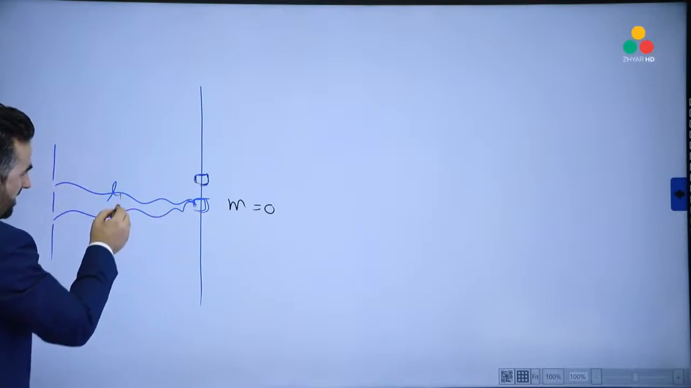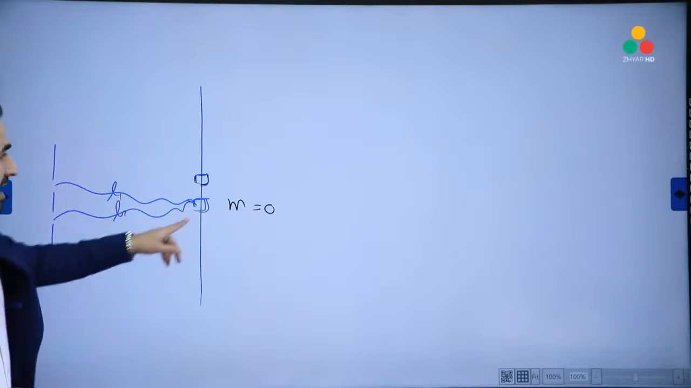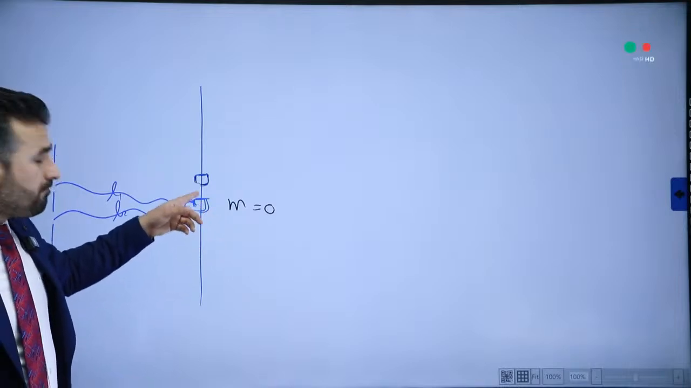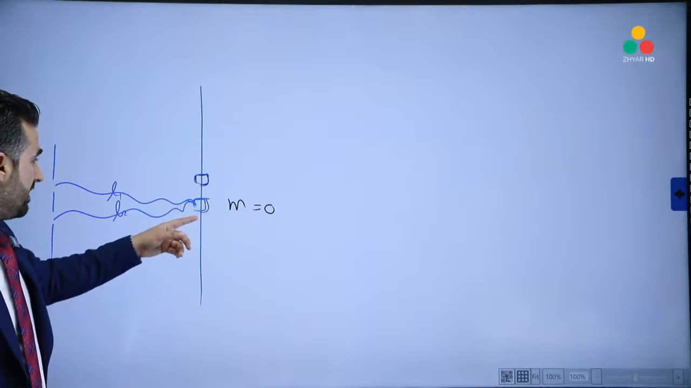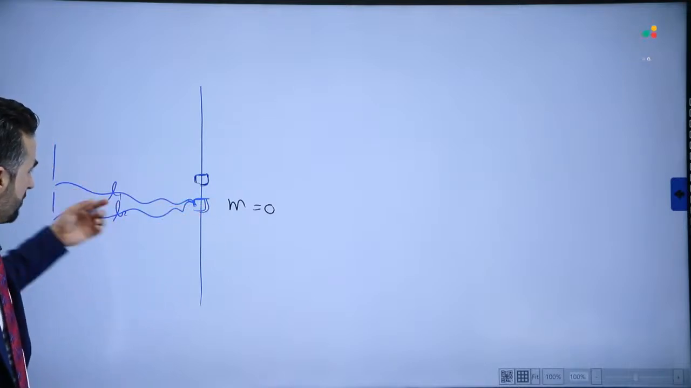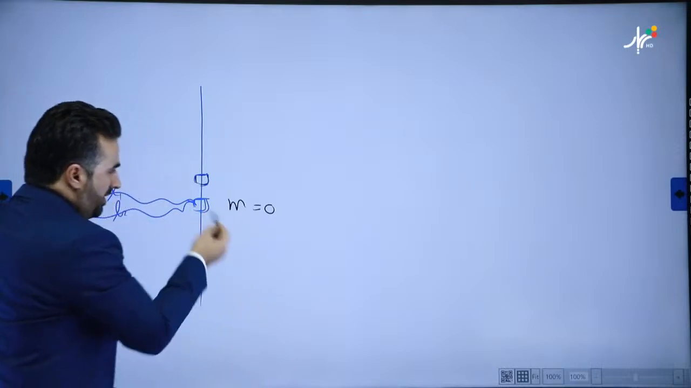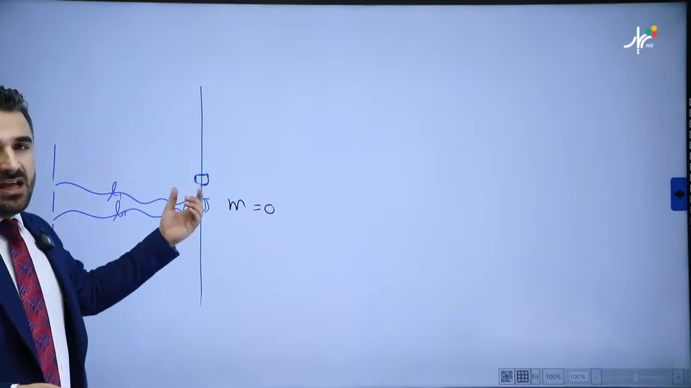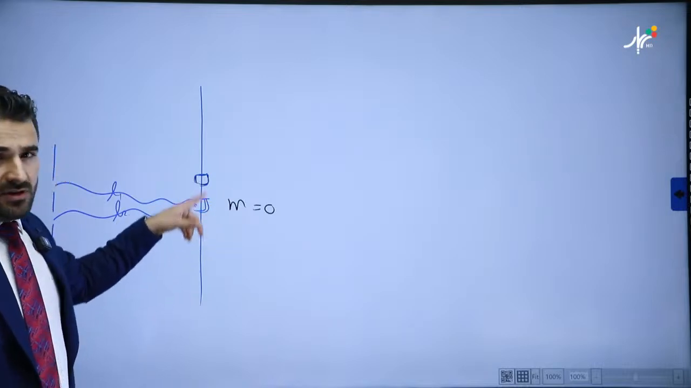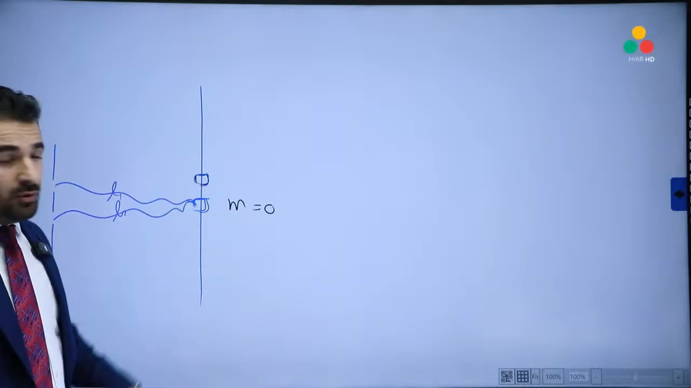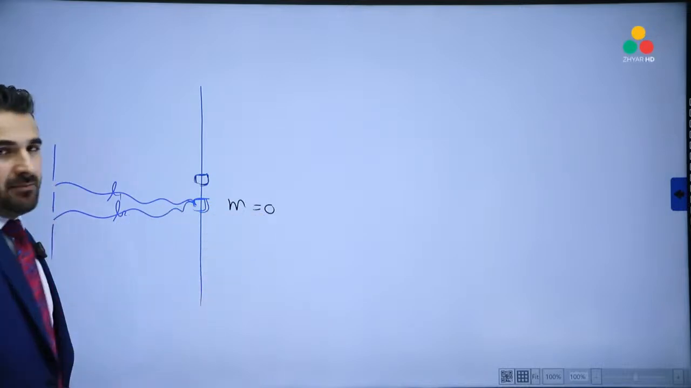So we can say if this is L1, this is L2, when they arrive here at the center of the screen, or the central maxima, you can see that these two waves have traveled equal distances. And of course we'll say the phase difference between the two is 0. So we get a bright fringe right in the middle of the screen that is called the central maxima, or you can just call it M0 here.